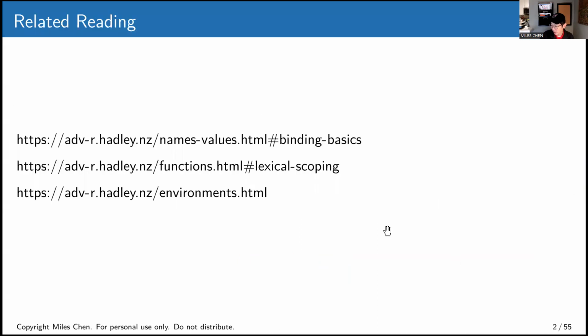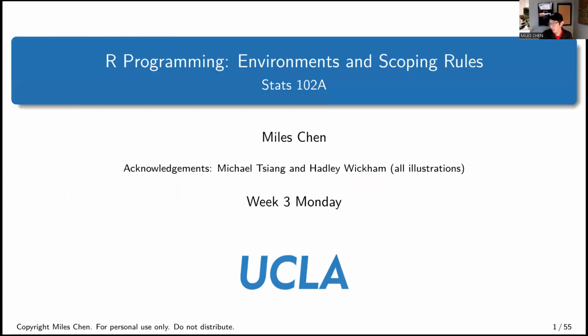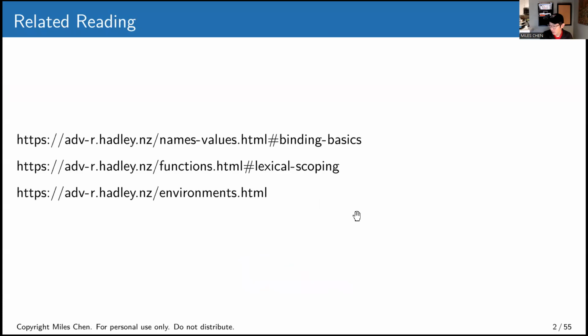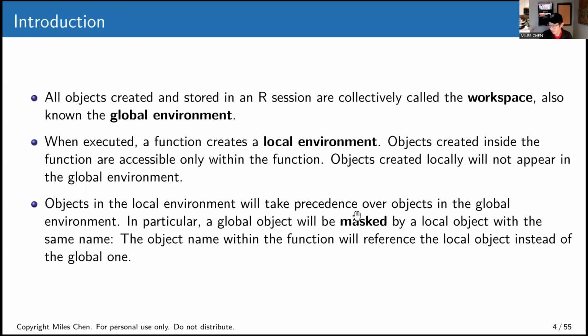And so this is related reading. Most of it comes from the environments chapter. This is a long chapter, so it's pared down. And then a little bit comes from the section on binding basics, and a little bit comes from lexical scoping. And these are all from Hadley Wickham's book. I have just taken his illustrations, which are very good, to illustrate some of these ideas here. So these illustrations come directly from his textbook.